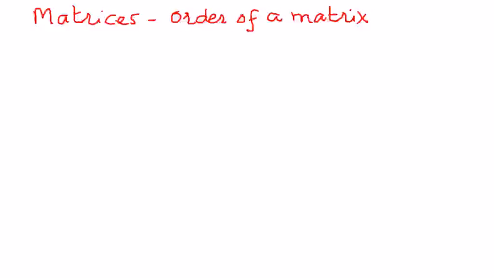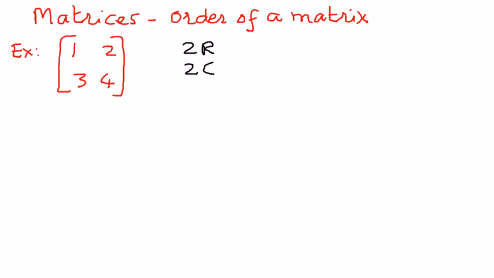Welcome to my presentation. In this presentation we shall see how to identify the order of a matrix. So let us look at some simple examples. Let's say we have a matrix like this: 1, 2, 3, 4. In here the matrix has two rows and two columns. So therefore the size of this matrix is a 2 by 2 matrix.